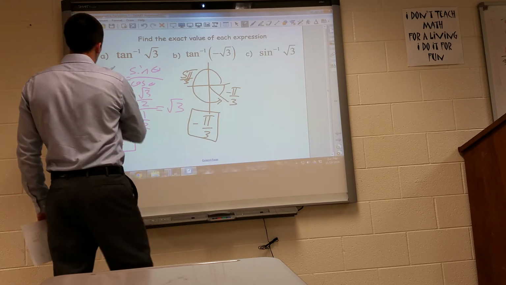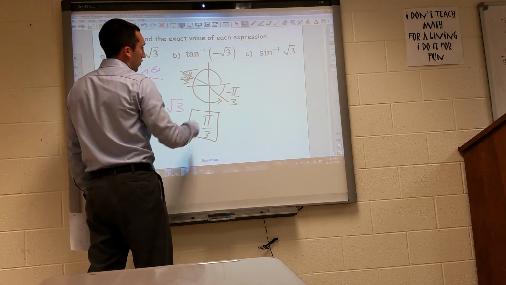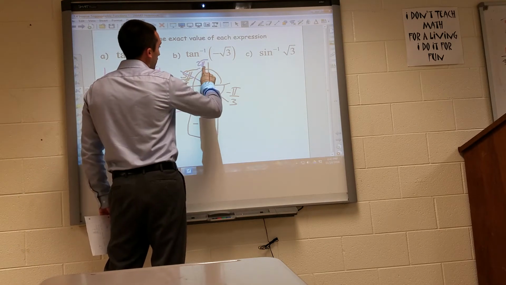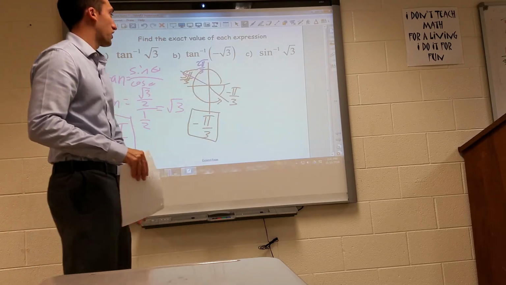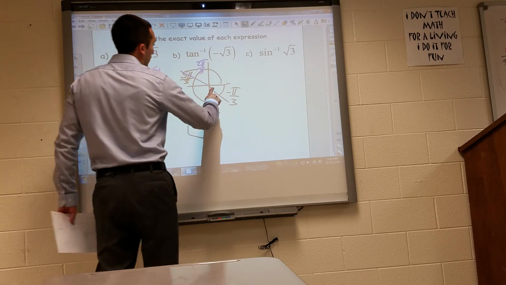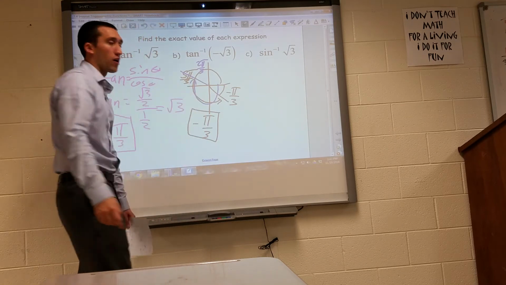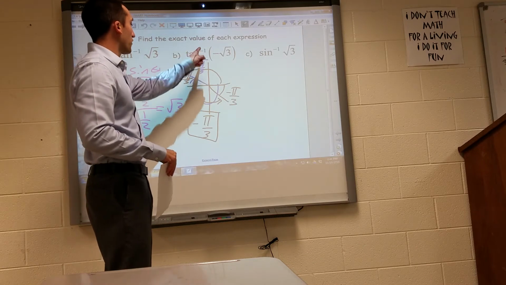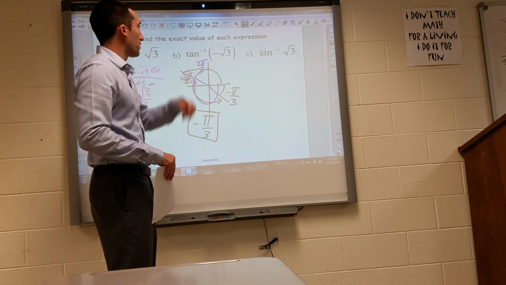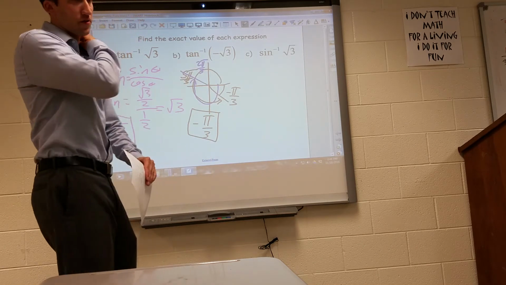Also, you could have values in the second quadrant. So you could have 2 pi over 3, that would work too. 2 pi over 3, tangent's going to be negative in the second quadrant. Or you could have a negative 4 pi over 3. All of those values, if you do inverse tangent, will give you negative radical 3. So there's more than one answer there.